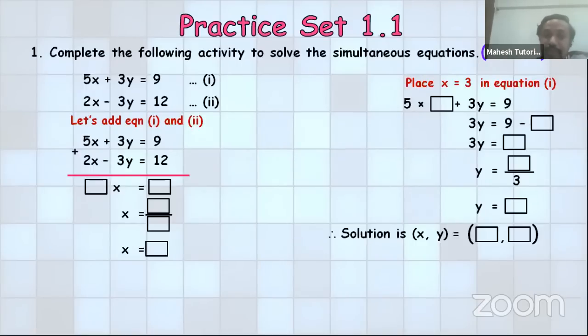Similarly, the second equation, 2x minus 3y is equal to 12. So even that is in the basic form because the alphabets are on the left hand side and the constant on the right hand side.